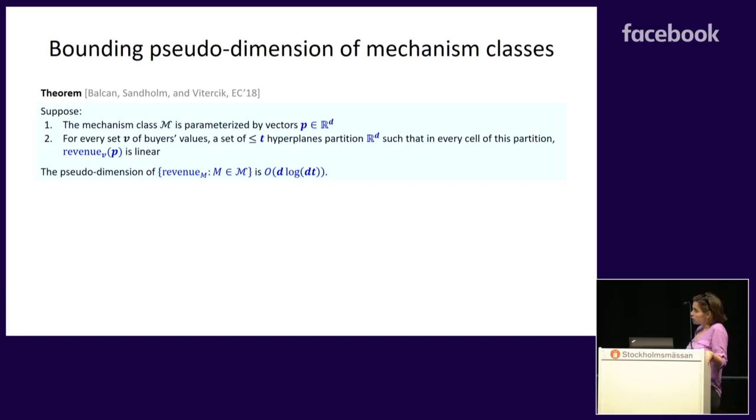So now we go to very general mechanisms that are parameterized by vectors that are potentially in R^d. In the previous case, we had just one real-valued parameter. Now in general, we can have many real-valued parameters. If we do posted price mechanisms or affine maximizer auctions and so on, we'll have many more real-valued parameters.